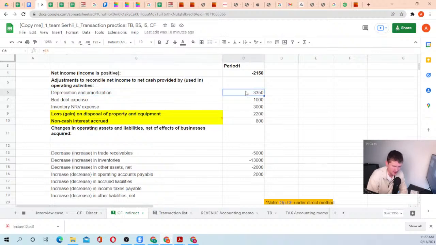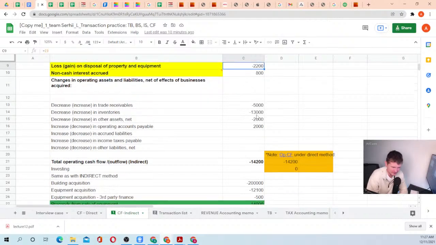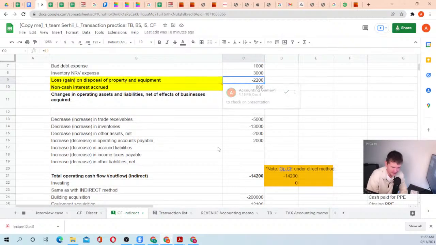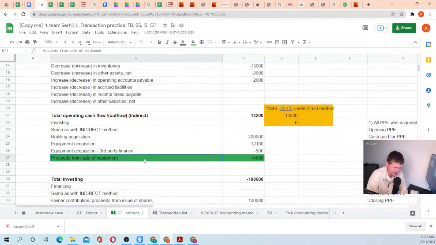And depreciation is totally non-cash, but that amount is connected, it is related to your proceeds from sale of equipment. So when you sell an equipment, you need to reflect proceeds in your investing activities.